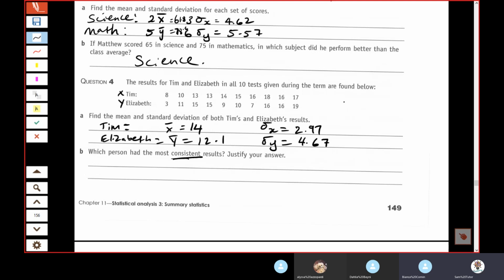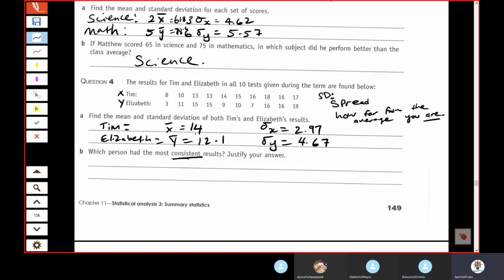Isn't it just the spread? Yes. So like how far apart or really close they are? Yeah, I'll accept that. Spread. So standard deviation is your spread. In fact, standard deviation is how far from the average you are. So you're very close, yeah.